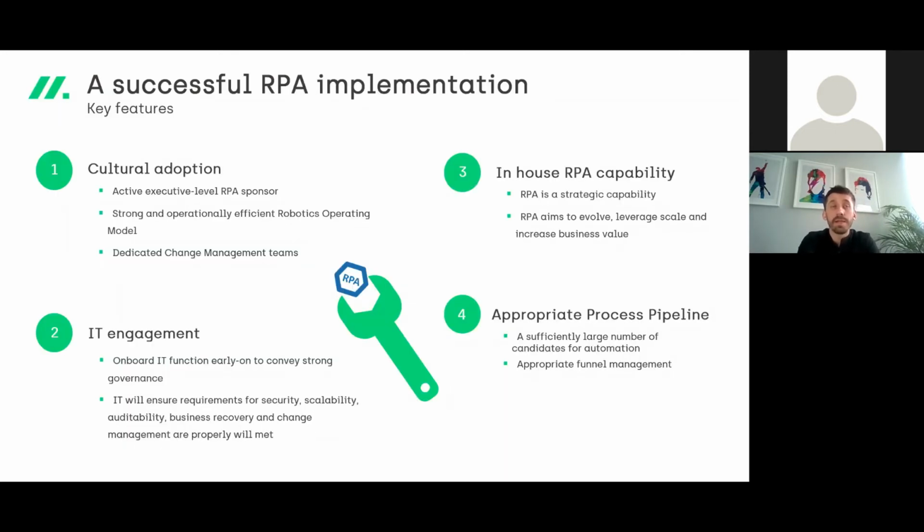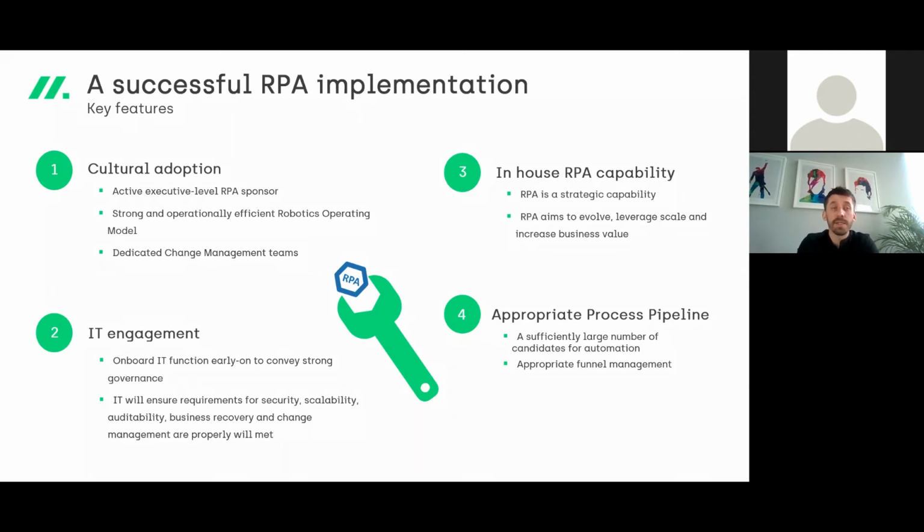What are the key features of successful RPA implementation? First of all, the cultural adoption. We should have some executive level RPA sponsor. We should have on our side some leader who will help us to implement processes within the company, and we should also have some dedicated change management teams.